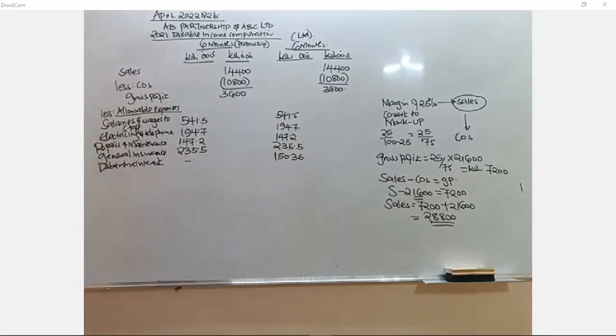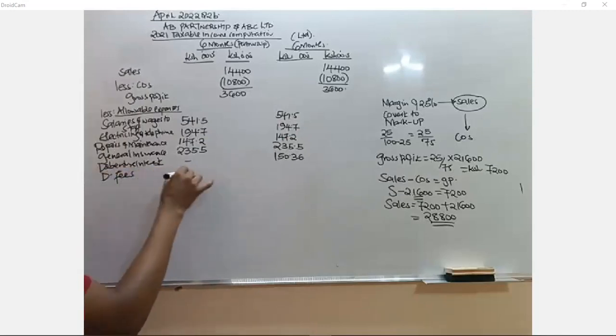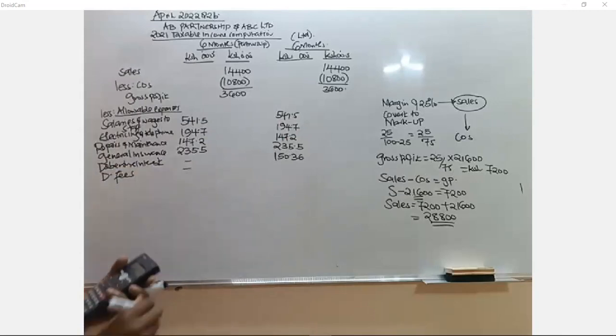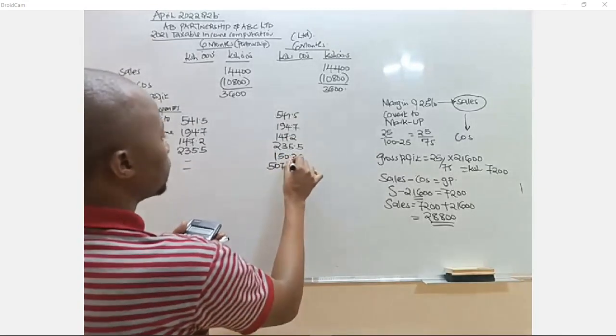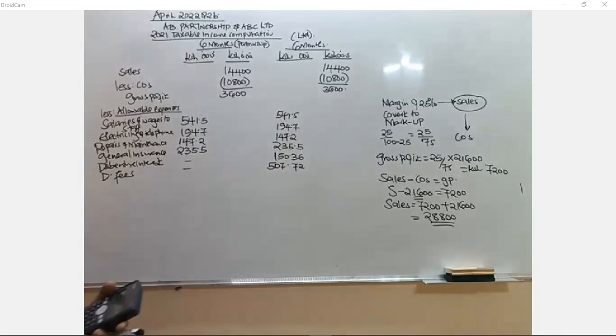Now we have the directors' fees. How much do the directors' fees amount to? The directors' fees relate to the limited liability company. You just take 1015.40 minus, we have been told that for the partners it was 507.72. Then it means also it is equal. Hapo unaniwekea 507.72, right?